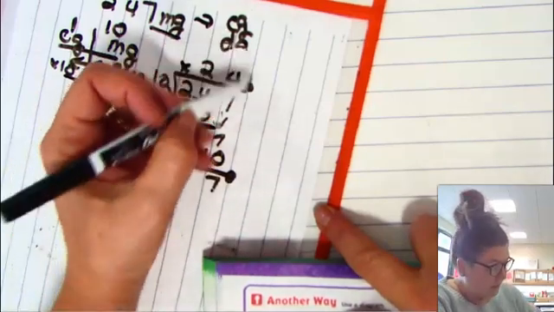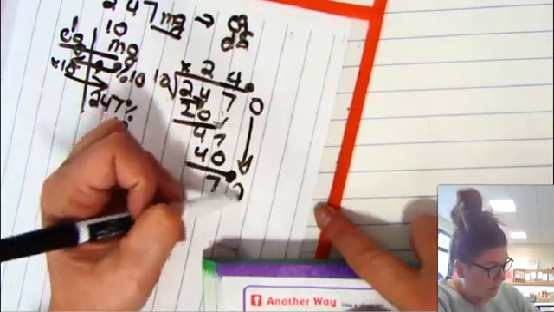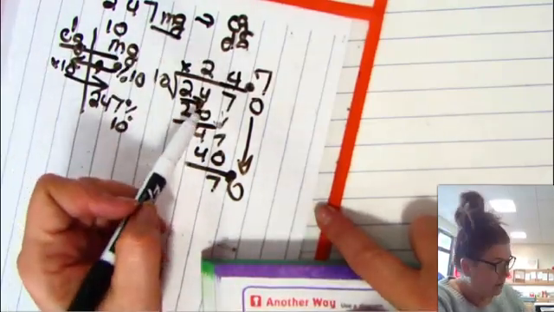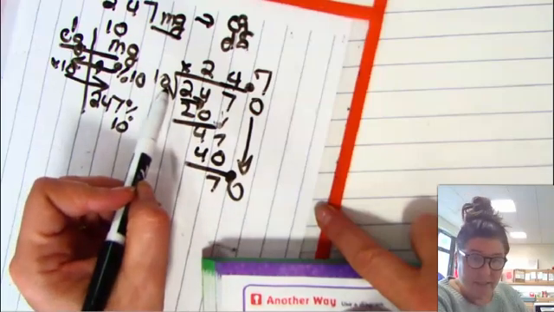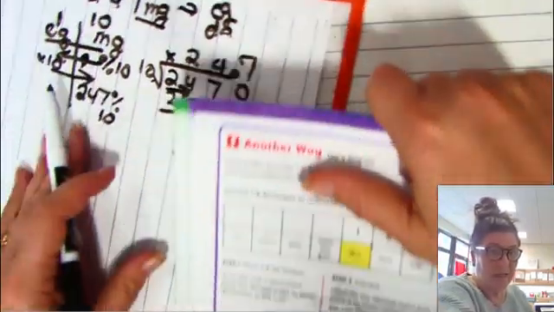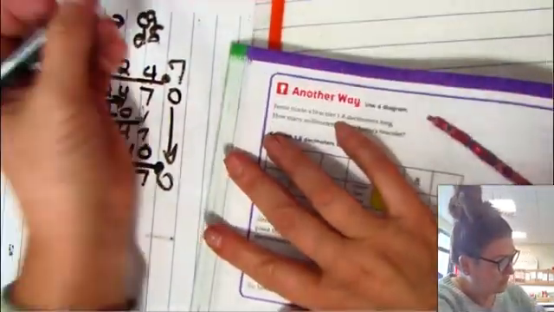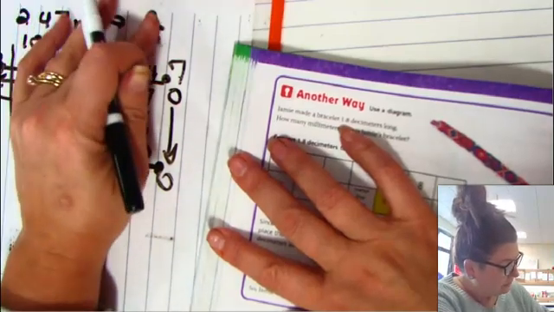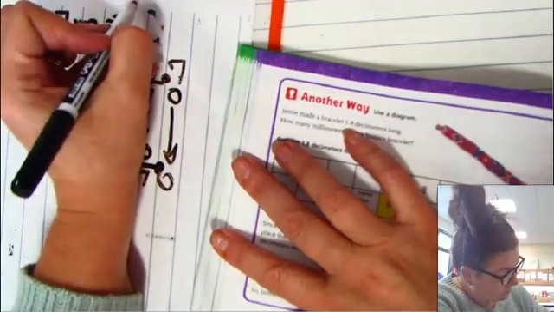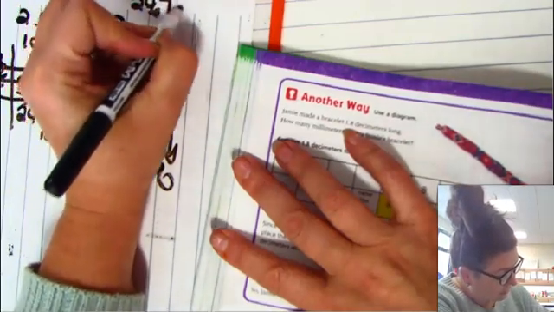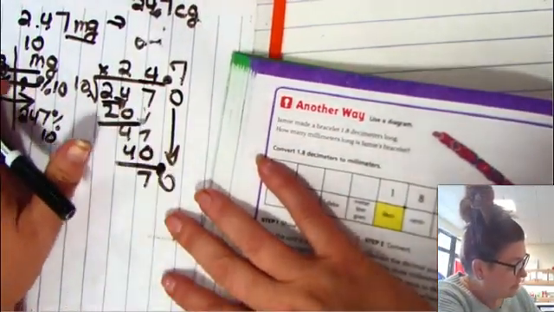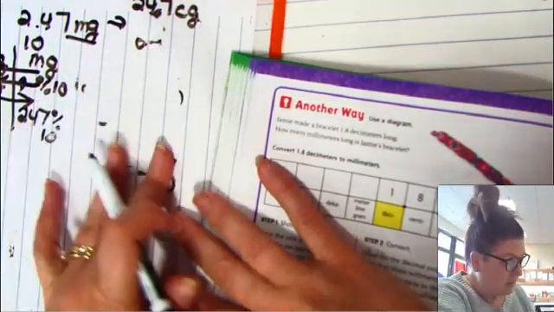So I bring down a 0, which would be the tenths place. How many 10s can I take out of 70? 7. So if I take 247 and divide it into 10 groups, each group will have 24 and 7 tenths. All right, so that's my first one. So 247 milligrams is equal to 24 and 7 tenths centigrams.